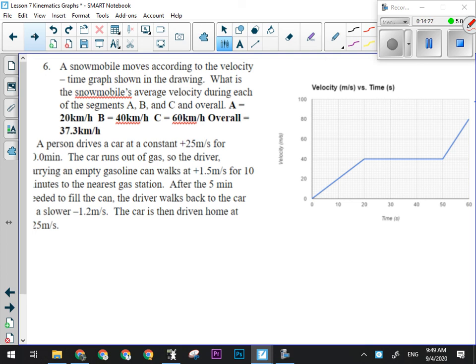So let's just quickly look at how we get the average velocity for each section. In this first part here, what's happening to the velocity? Yeah, it's increasing, right? It's accelerating here, okay? And it accelerates from 0 to 40 uniformly, so its average velocity during that time will be what? It goes from 0 to 40. Half the time it's going slower than 20, and half the time it's going faster than 20. So 20 is its average in the middle there.